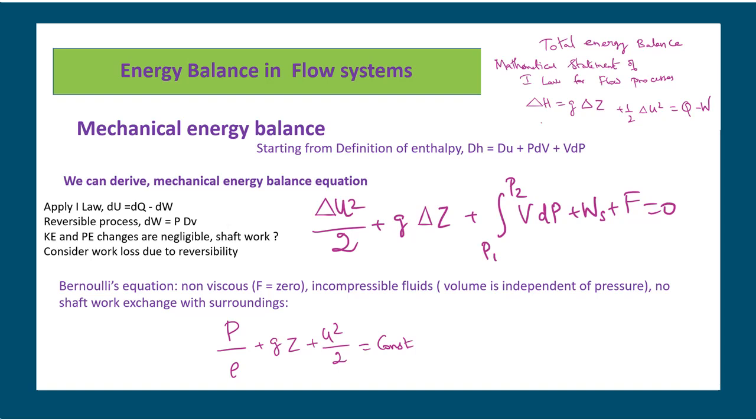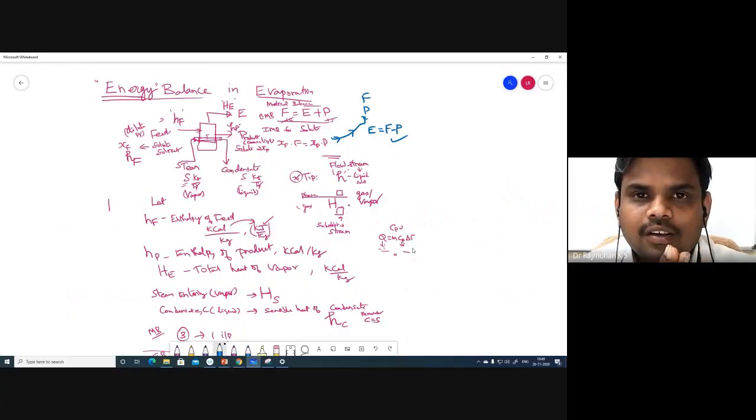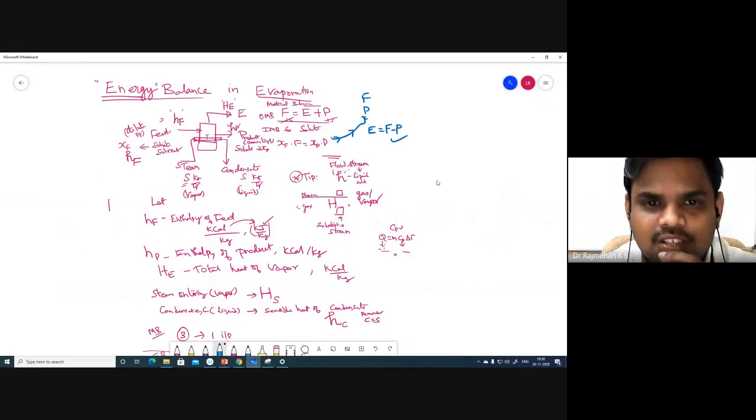We will solve some numericals on energy balance. We have derived the energy balance equation. How to write the energy balance equation we have seen in detail.